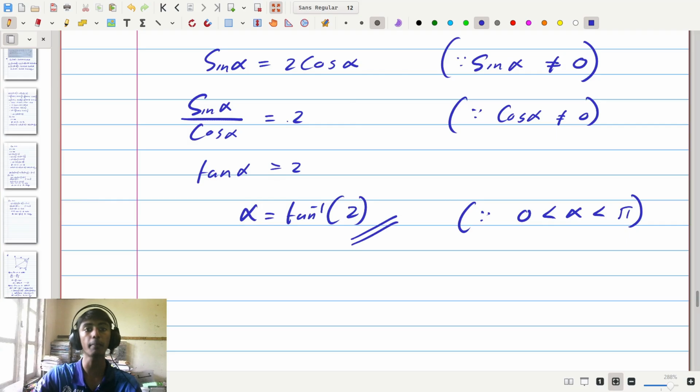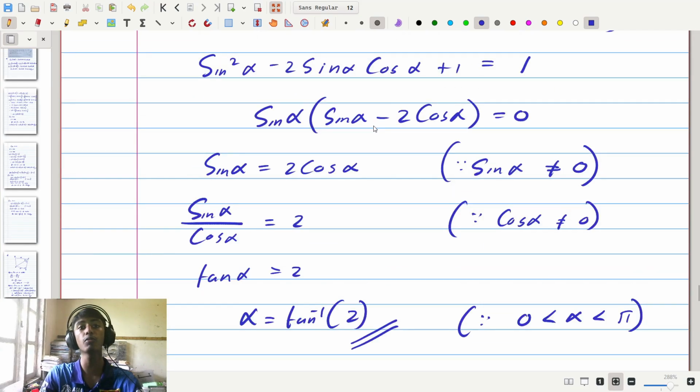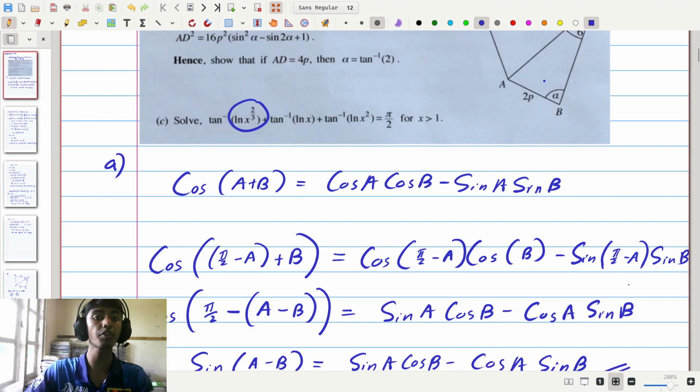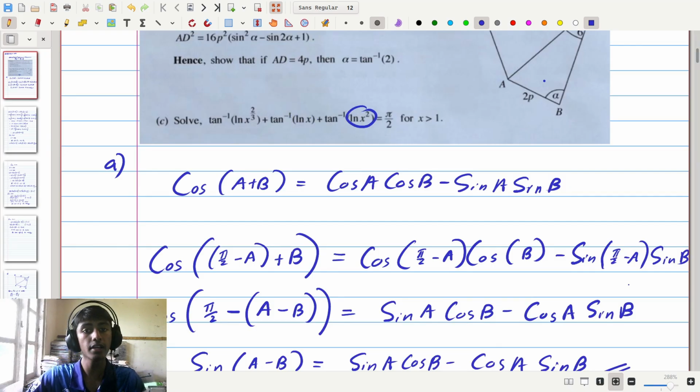And hence we've solved that part of the question, and now we can finally move on to part C of the question. Now for part C, we are asked to solve tan inverse of natural logarithm of x to the power of 2 over 3 plus tan inverse of natural logarithm of x plus tan inverse of natural logarithm of x squared equal to pi by 2 for x greater than 1.